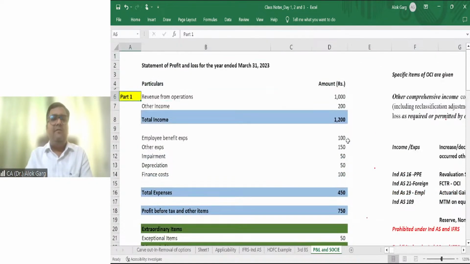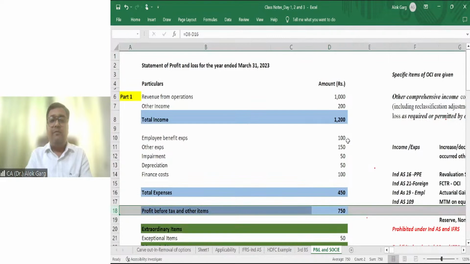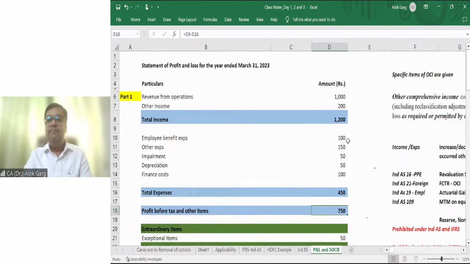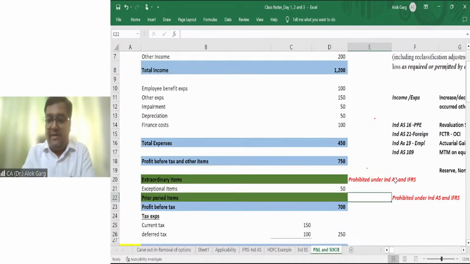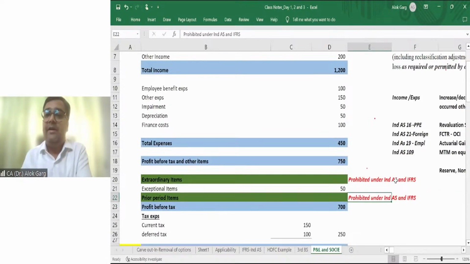Friends, this is a normal P&L which I am showing. Revenue is there, other income is there, total income is there, employee benefit expenses, other expenses, impairment, depreciation, finance cost. This is your profit before tax and other items, right? And then there is an extraordinary item. So friends, this extraordinary item is prohibited under Ind AS and IFRS. This exceptional item is allowed under Ind AS and IFRS. This prior period item is prohibited under Ind AS and IFRS.